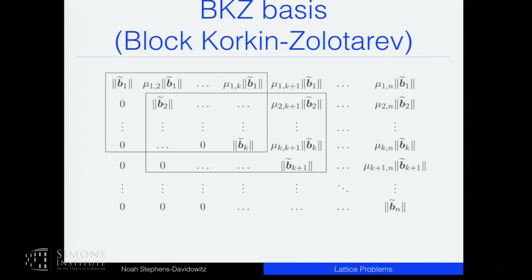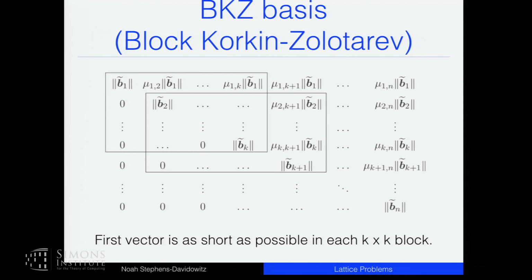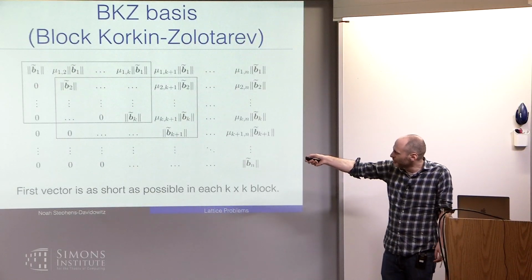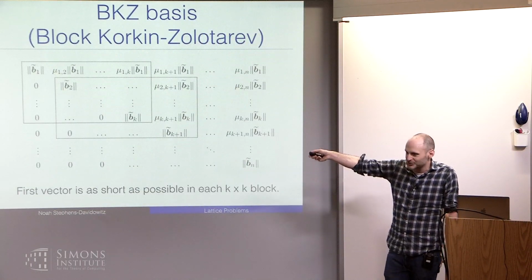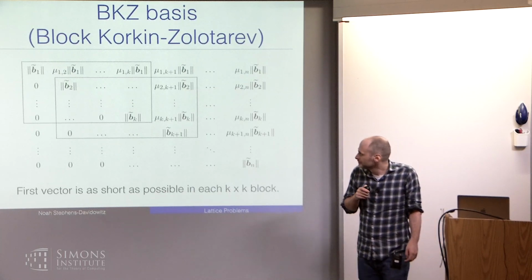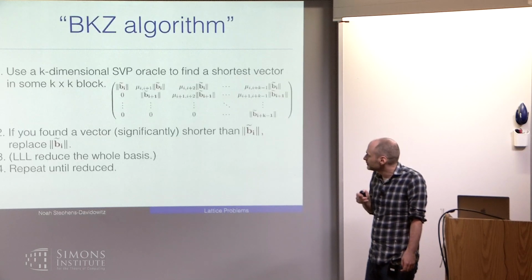So when you look at k by k blocks, the idea is still to enforce this condition that we were previously enforcing on 2x2 blocks, which is to make the first vector as short as possible in your k by k block. This no longer simplifies to these two simple Lovász conditions that I showed you earlier, but it's still meaningful. So I could just make sure that the first Gram-Schmidt vector in each block is as short as possible given the block. So this is called a BKZ reduced basis.